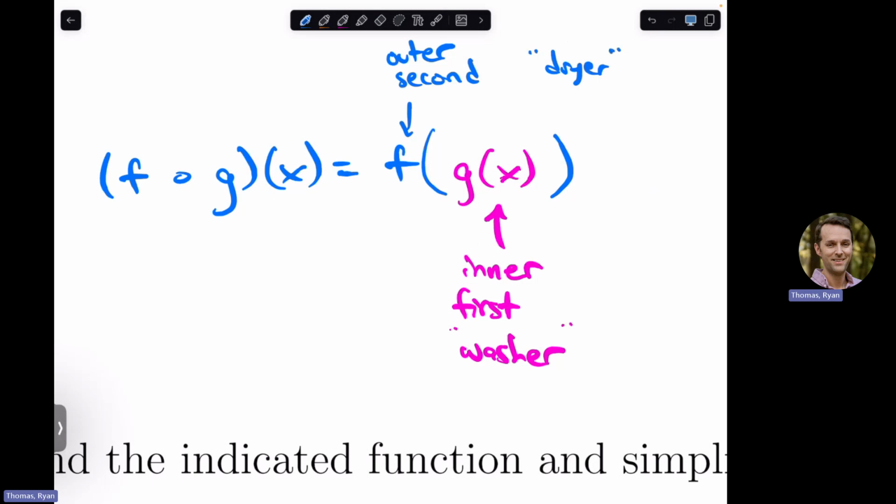Which means that f of g is different than g of f. This would be switching the order, which in the laundry example means bad stuff is going to happen. In general, it means different stuff is going to happen. The outcome is going to change, just like with the shoe thing.